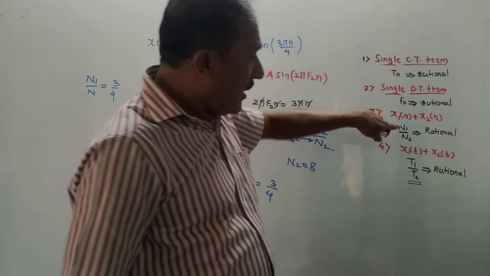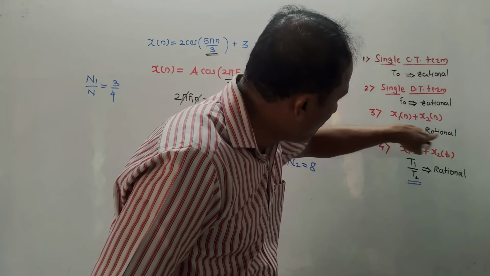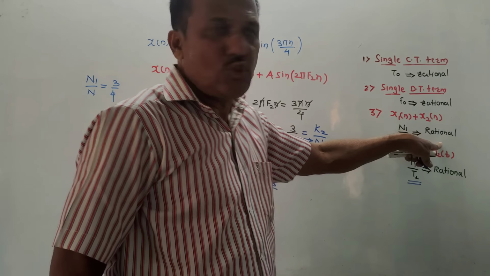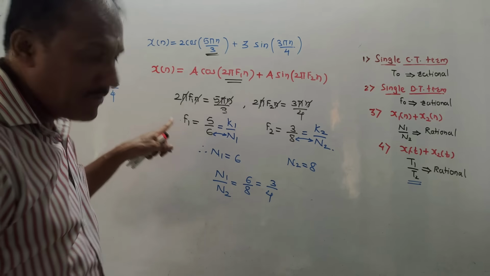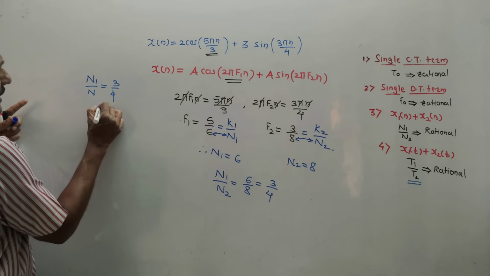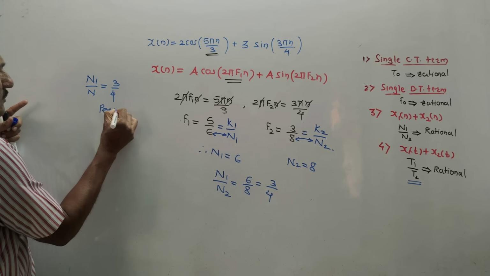Now check the rule. N1 by n2, this ratio should be rational number. Rational means ratio of two integers. What's the ratio we got? 3 by 4. It is a rational number. It is ratio of two integers. So given signal is periodic.